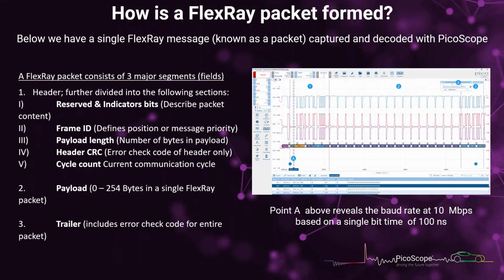There's the payload next, with 0 to 254 bytes in a single FlexRay packet. And then the trailer, this is section 3. The trailer includes the error check code, another check code, so a double check, but this time of the header and the payload. So double checking everything is good from transmission to receiver. And once again, this time we're measuring the smallest bit to find the baud rate. The smallest bit, 100 nanoseconds. We're drilling right down now. With excellent resolution. Use the zoom feature, measure the smallest bit, gives you 10 megabit per second.